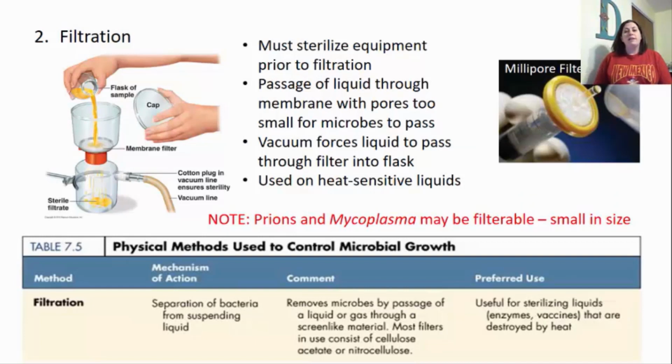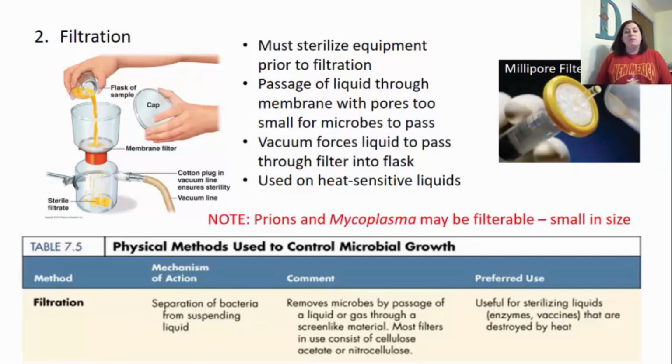For filtration, we must sterilize the equipment prior to doing the filtration. So all the equipment needs to be sterilized. You can maybe use an autoclave, an oven, things like that. It involves passage of the liquid through a membrane with pores too small for microbes to pass. All right, so the liquid can pass through, but the microbes cannot. We use a vacuum, which helps force the liquid to pass through the filter into the flask. It's used on heat-sensitive liquids, and so these are liquids that you can't autoclave or use in an oven or boil.